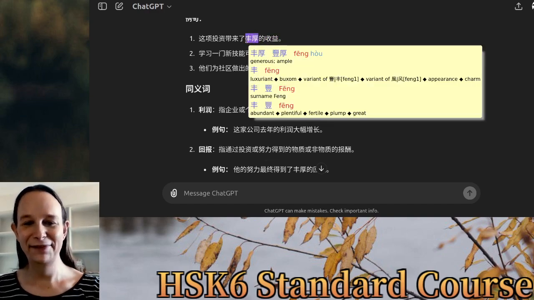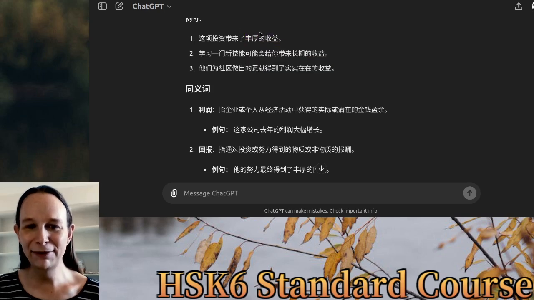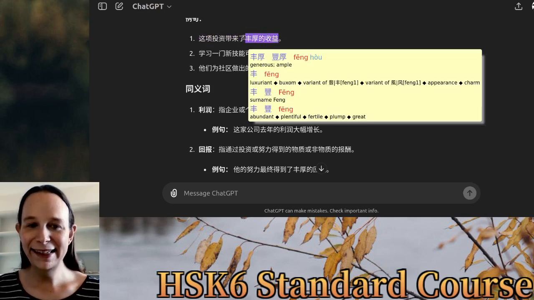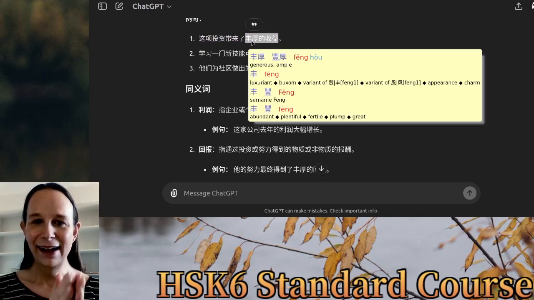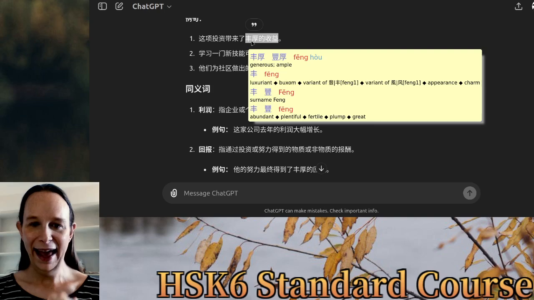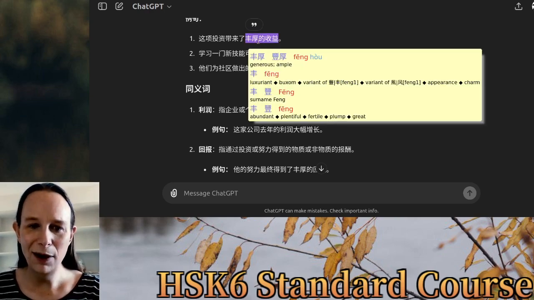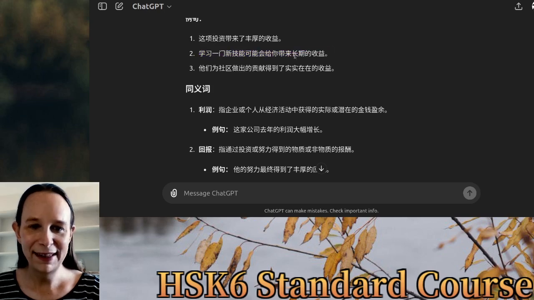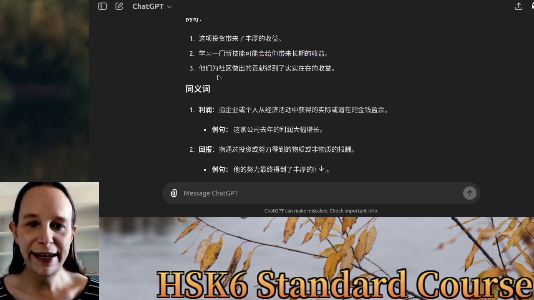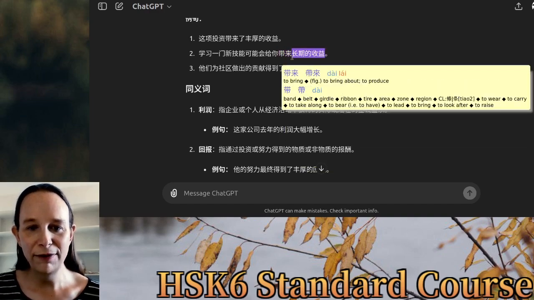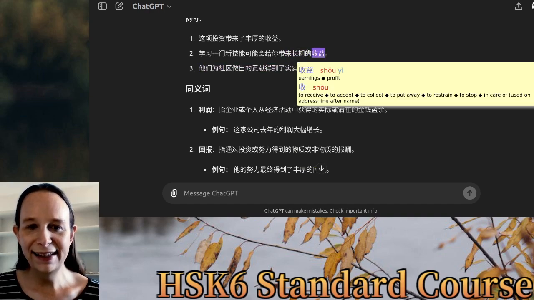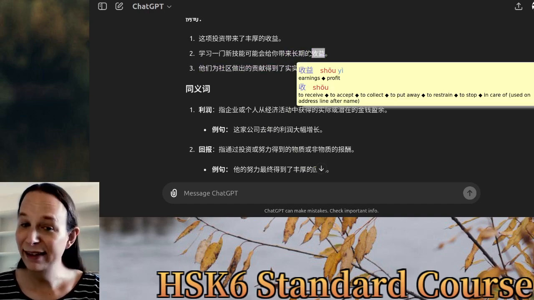Feng-hou, meaning good. Good in the sense of generous, ample, like plentiful profits. So we see a kind of collocation here. If we want to describe shou-yi as large, good profits, we would say feng-hou de shou-yi. Maybe there's other ones as well. 学习一门新技能可能会给你带来长期的收益, a long-term profit, right? Long-term profit.